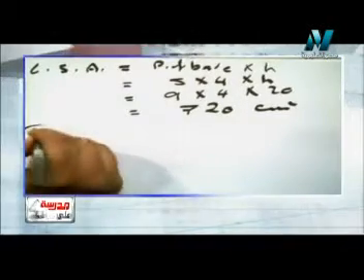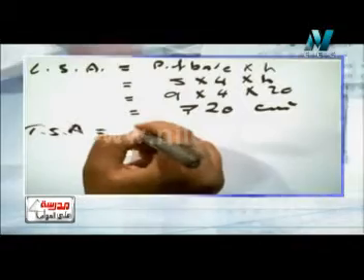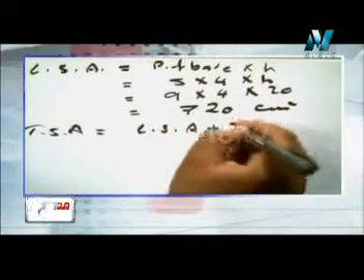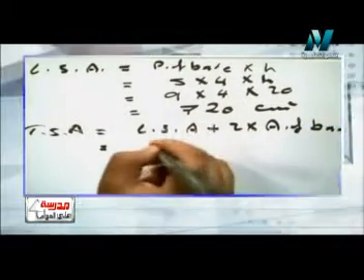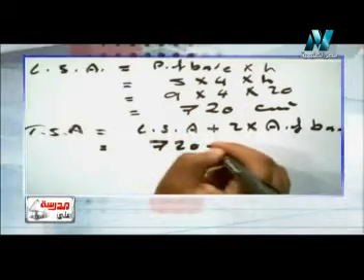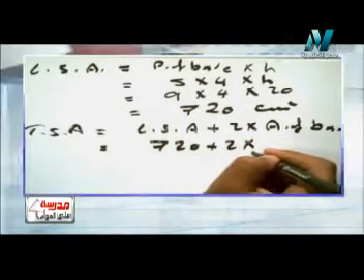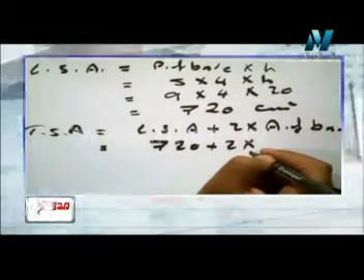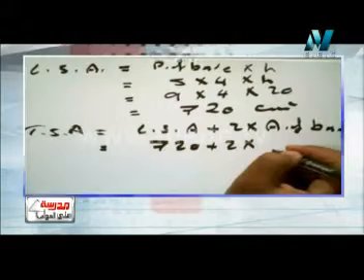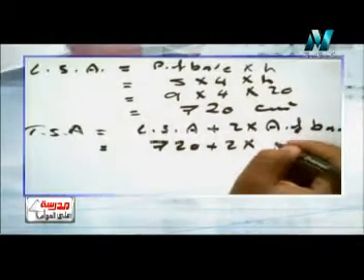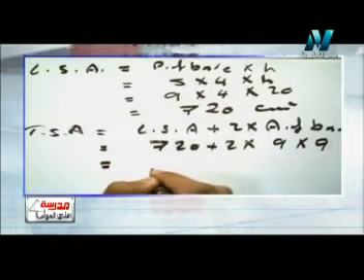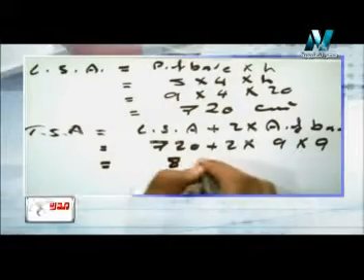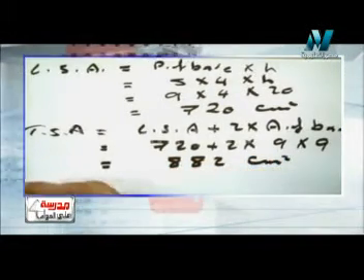The total surface area of a cuboid equal lateral surface area plus 2 times area of base. Lateral surface area equals 720 plus 2 times area of base. The base is a square. Area of square is side by side. Then the 9 by 9. We can use a calculator to find the result, equal 882 centimeters square.